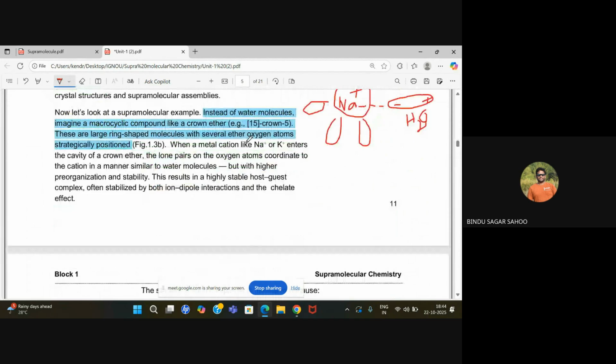Okay, so these are larger ring-shaped molecules with several oxygen atoms strategically positioned. Okay, that means the oxygen atoms will be in a fixed direction, just like in a pentacyclic ring. They will interact in 5 directions with the sodium.